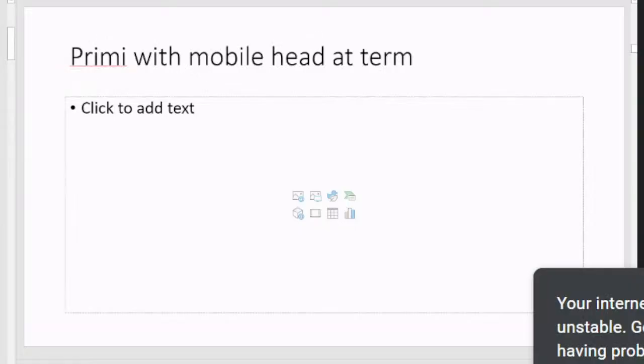Okay. Then the other thing that you can have is a primi with a mobile head at term. So if you have a primigravida, the question would be like a 25-year-old primigravida at 38 weeks of pregnancy has come to the labor room with contractions, which are 2 to 3 per 10 minutes, each lasting for 45 seconds. On examination, the fundal height is corresponding to around 34 weeks. The head is mobile. Five-fifths of the head is palpable. It is mobile and it is flexed, right? So, how will you proceed?